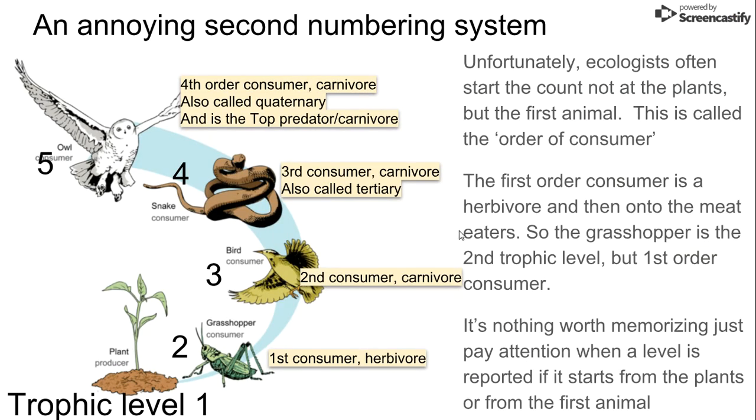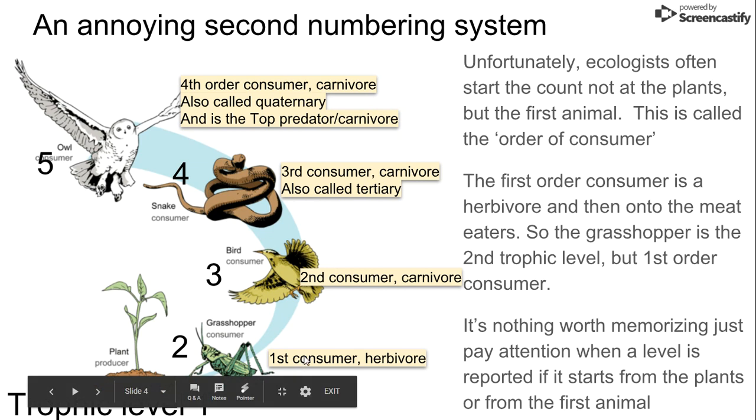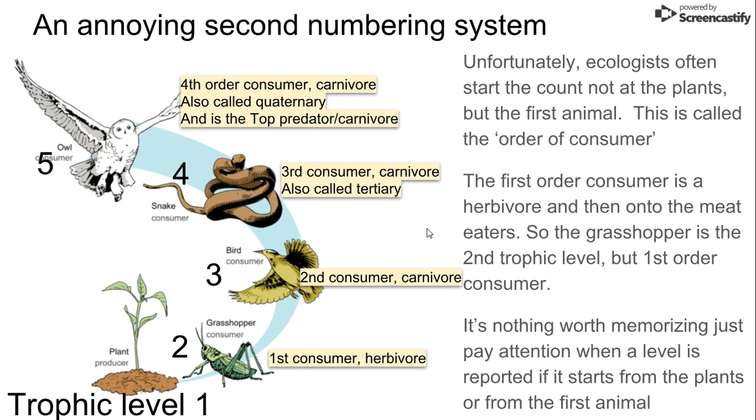There's an annoying numbering system associated with these: trophic level 1 is the plants, but the first consumer is always an animal. So you have to be careful when you read the textbook. Does it say it's starting at trophic level 1 or the level of the first consumer? So the bird in here is the third trophic level, but it is the second order consumer. Tertiary is the word for 3 and quaternary for 4. The textbook uses them, I won't.